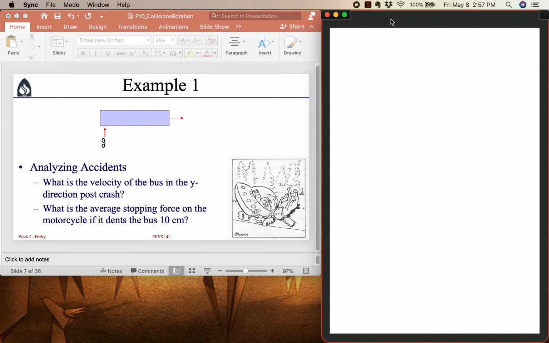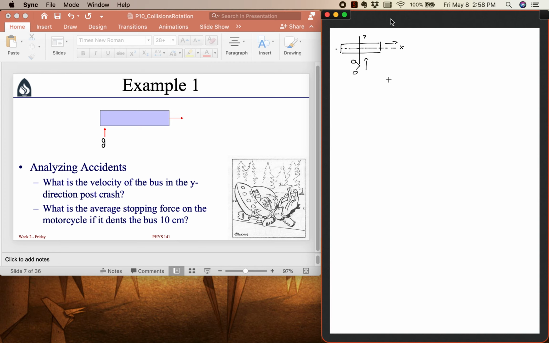All right, so let's first off draw a picture where we reproduce what the vehicles are doing, at least right before the crash, and set up our coordinate system. So let's say here's the bus, and let's say that the bus is traveling in the x direction. So this would be the positive x direction, and this would be the positive y direction. Then the motorcycle is traveling in the positive y direction before the crash, and the bus is traveling in the positive x direction before the crash.